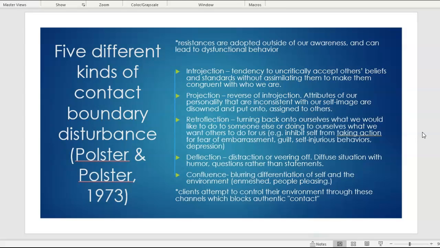Confluence is blurring the differentiation of self and the environment. You're enmeshed. You are a people pleaser. People pleasers are awesome because they do whatever you want. This is terrible, but they're exhausted. And I love to reform people pleasers. I myself am a reformed people pleaser, and I love, love, love to say no now. It's my favorite word.